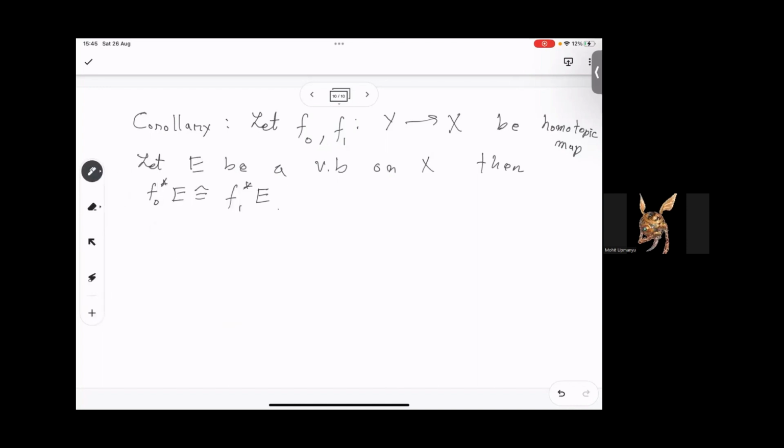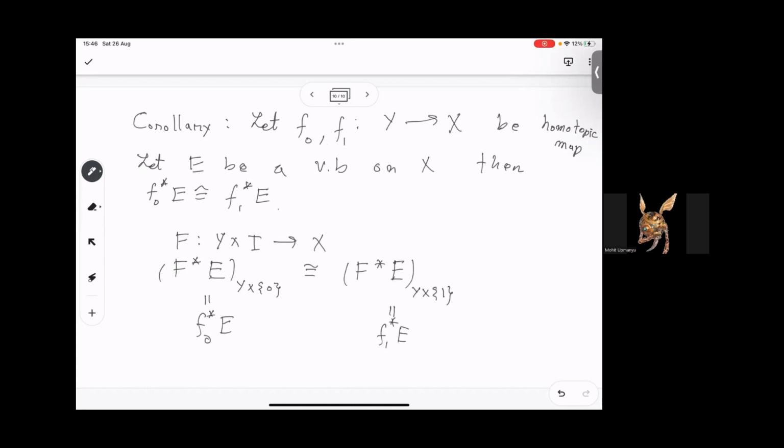Proof: look at the bigger homotopy Y cross I to X. F upper star of E restricted to Y cross 0 is isomorphic to F upper star E restricted to Y cross 1 by the previous lemma. This is by definition F1 upper star E, and this is by definition F0 upper star E. So we have now shown that the pullback of the same vector bundle along homotopic maps is isomorphic.